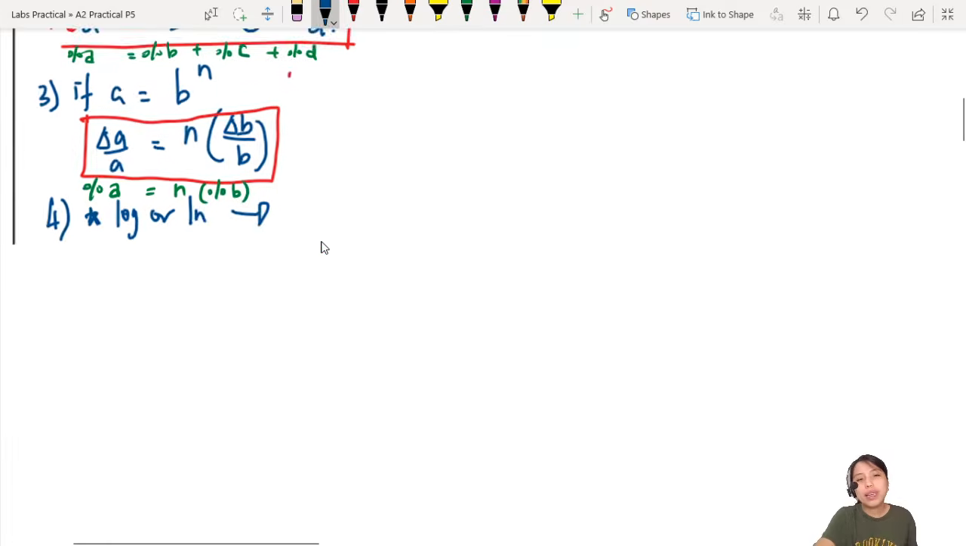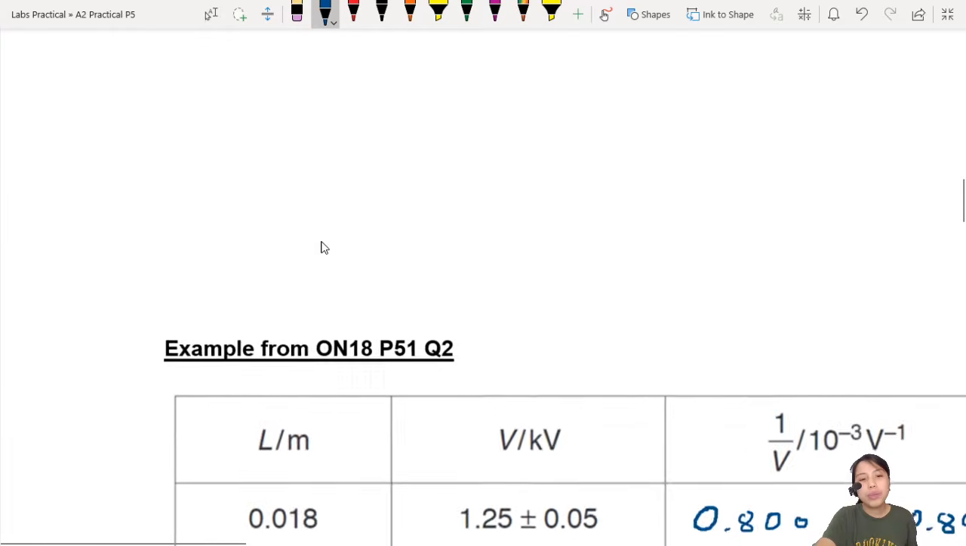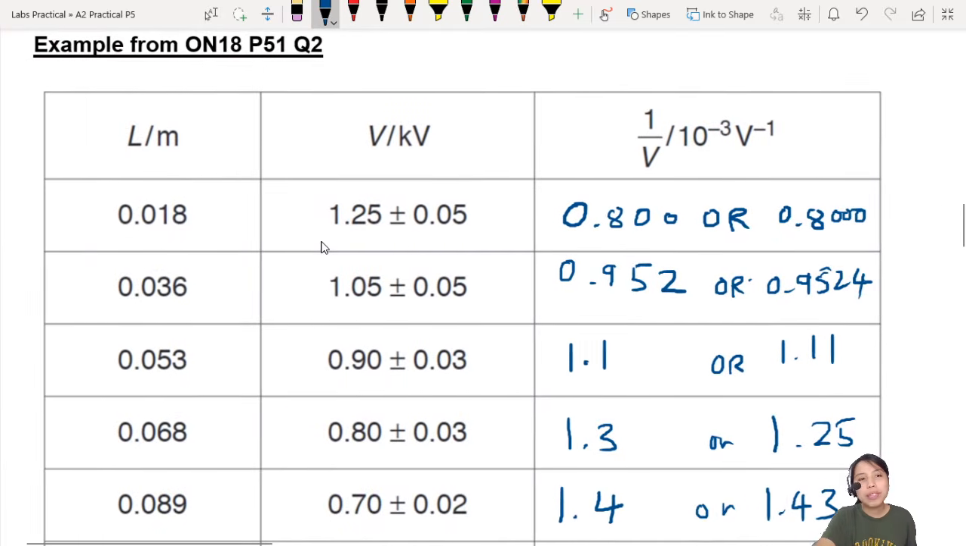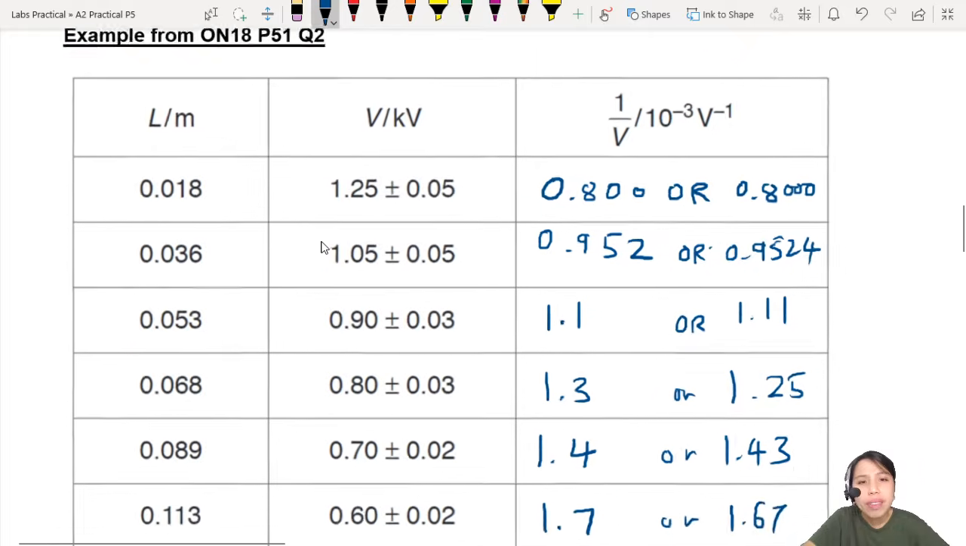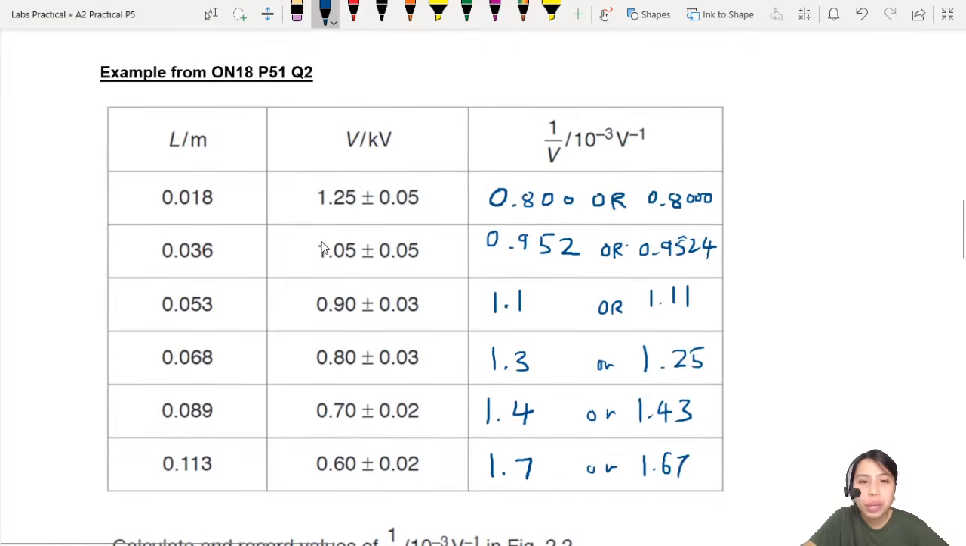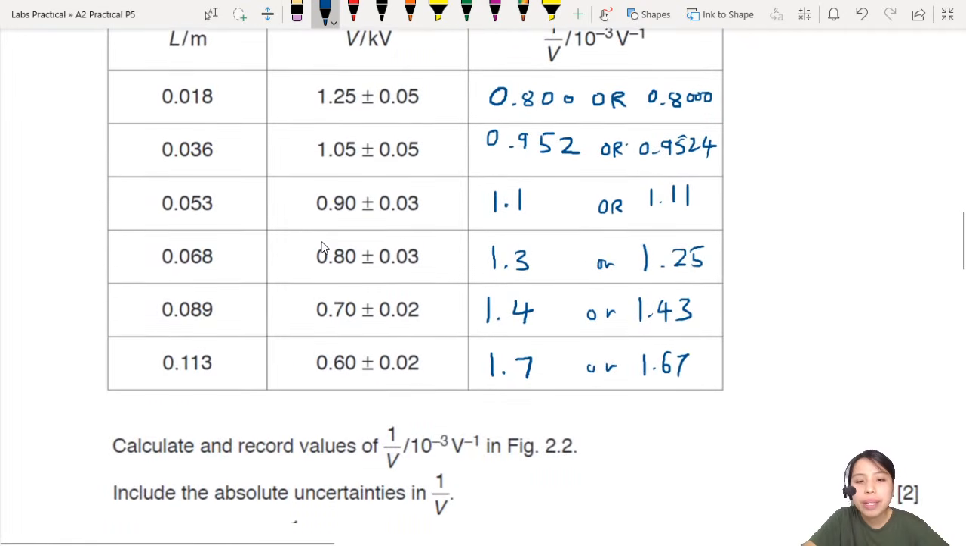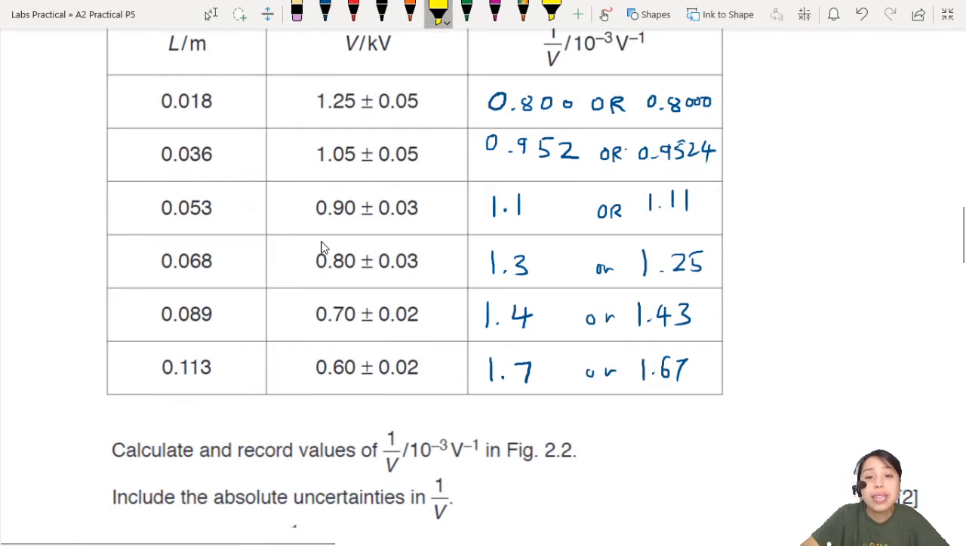But let's look at an example to get us practicing how to calculate this. Okay, back to the same one that we looked at earlier, ON18 P51 Q2. Here we are calculating voltage and 1 over V. If you go down a little bit, they will usually tell you what to calculate. Circle it. Include absolute uncertainty in what they want you to find. They'll tell you. So circle, highlight, you cannot bring a highlighter to the exam, right? So you need to know, my table should have space for that.